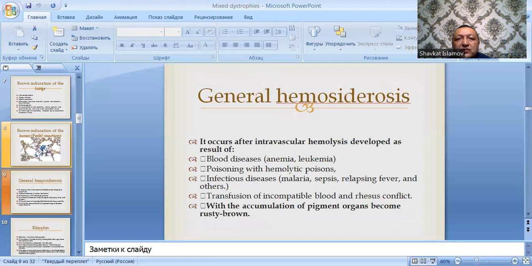General hemosiderosis. It occurs after intravascular hemolysis, developing as a result of blood transfusion, hemolytic poisons, infections, transfusion of incompatible blood, and rhesus conflict. With the accumulation of pigment, organs become rusty brown.